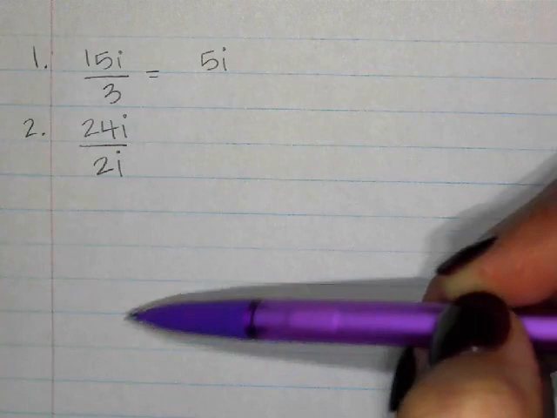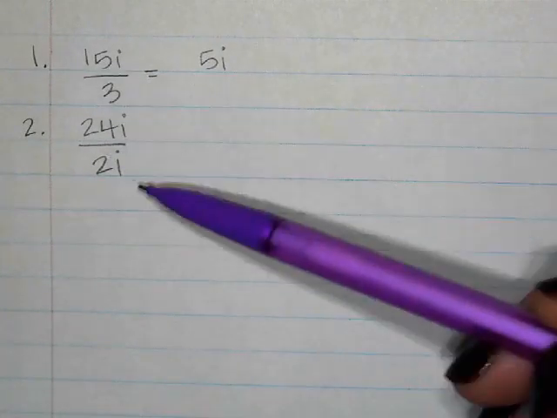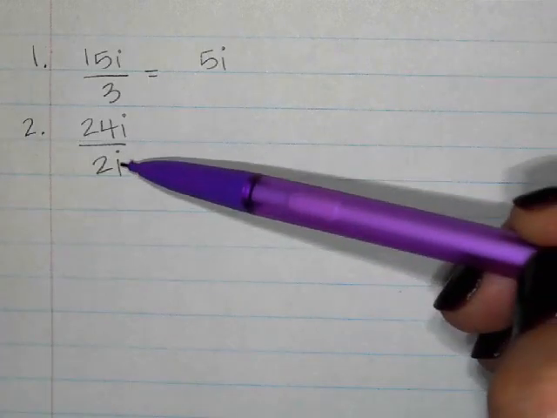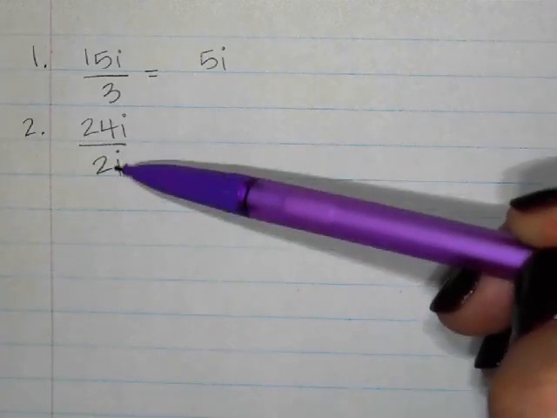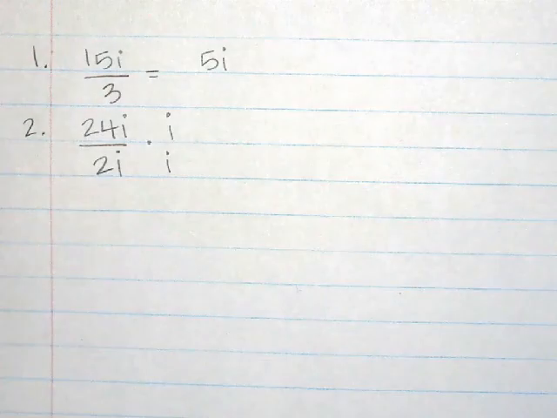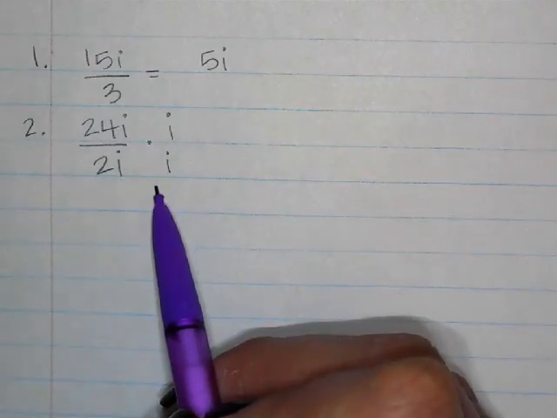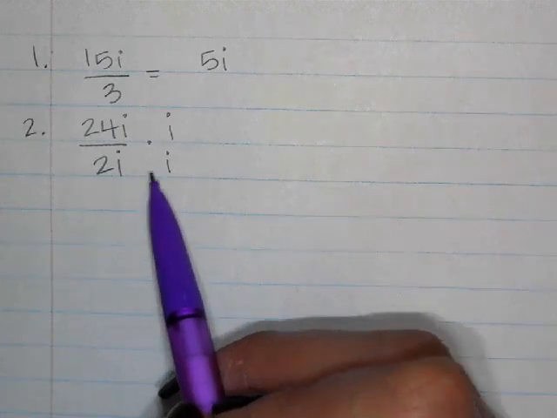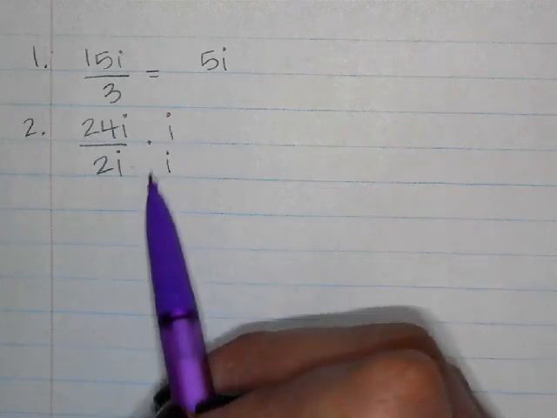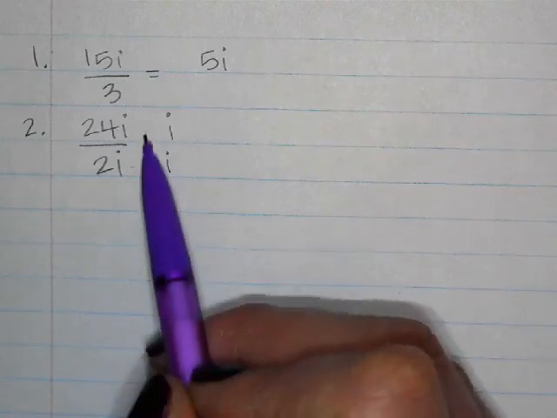Or you could think of it like we thought of it on Friday, and you could think of it as rationalizing it, because I know that this i is like a square root. And whenever we have a square root on the bottom of a fraction, we multiply by that square root on the top and the bottom. And if we do that, what is i times i? Yeah, it's i squared, right? So if we have an i squared on the top and the bottom, we have a negative 1 on the top and the bottom. Does that make sense?